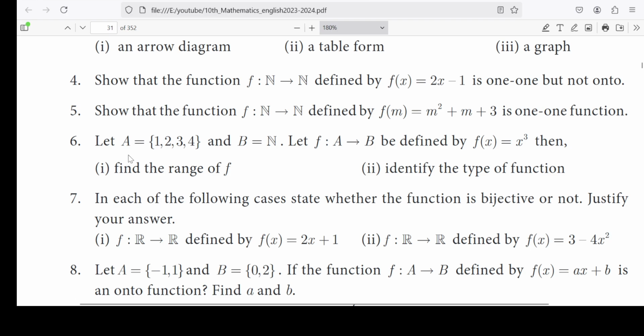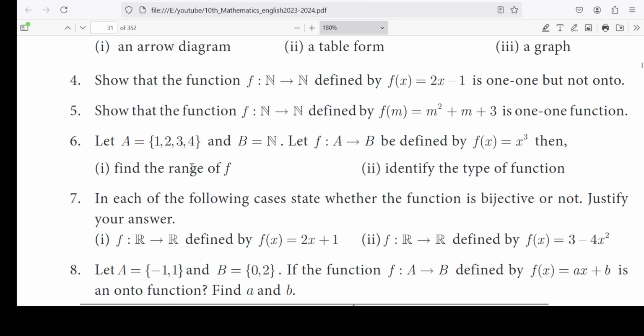Here A is given: A = {1, 2, 3, 4}, and B is also given. B is N, which represents natural numbers. Natural numbers start from 1, 2, 3, 4 and go on. So here the function is provided: the function f: A → B, defined by the formula f(x) = x³. What we have to find out? We have to find out two things. One is the range of f.